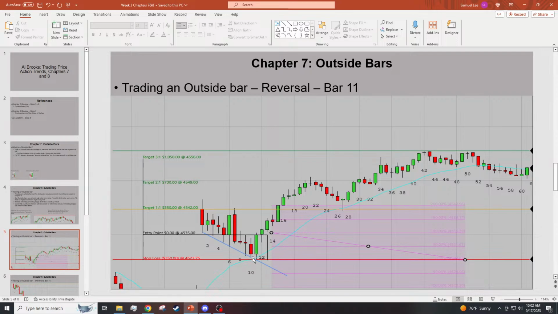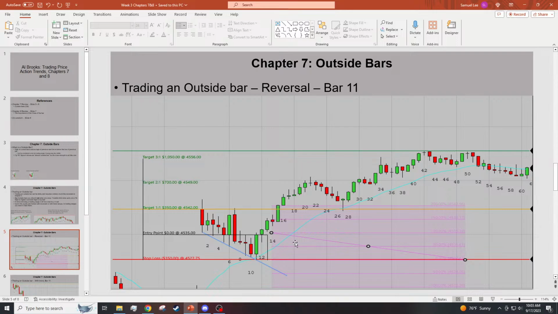So we have a test of the extreme. It's a wedge. You can consider the wedge bar 1, bar 5, bar 10, or heck, even bar 11. Or you could say the wedge is bar 5, bar 6, bar 11. It doesn't matter. There's at least 3 tests here, and that's the most important thing. So we're testing an extreme, and then you have a 2-bar reversal. Bar 10, bar 11. Bar 11 is the outside bar.